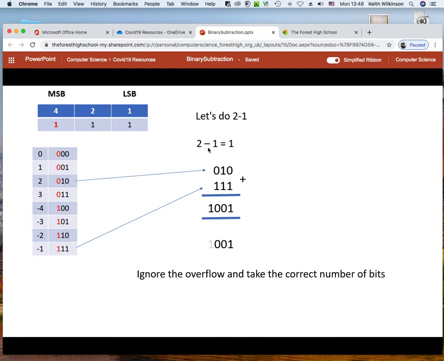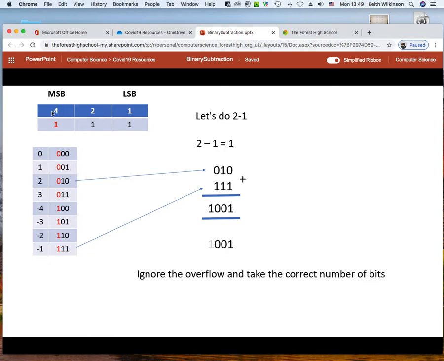Now this is negative 1. When we say take away something, we're really saying negative 1. So I'm looking for the binary pattern for negative 1, which is 1, 1, 1. And I put those down. And if I add these two together, 0 and 1 is 1. 1 and 1 is 2. So let's put a 0 down, carry the 1. And 0, 1 and 1 is 2. So put the 0 down, carry the 1.